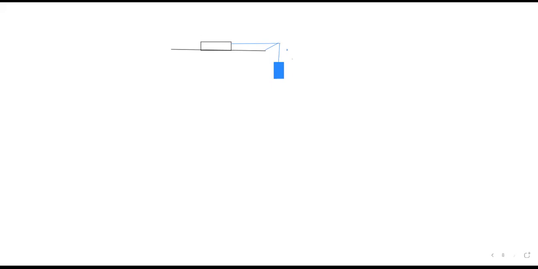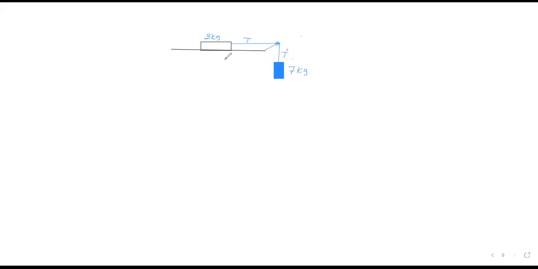If you have a frictionless pulley there. Now, let's give it content. And say here we have 7 kg. And then up there you have 3 kg. Obviously, we will have tension there, with the same tension there.